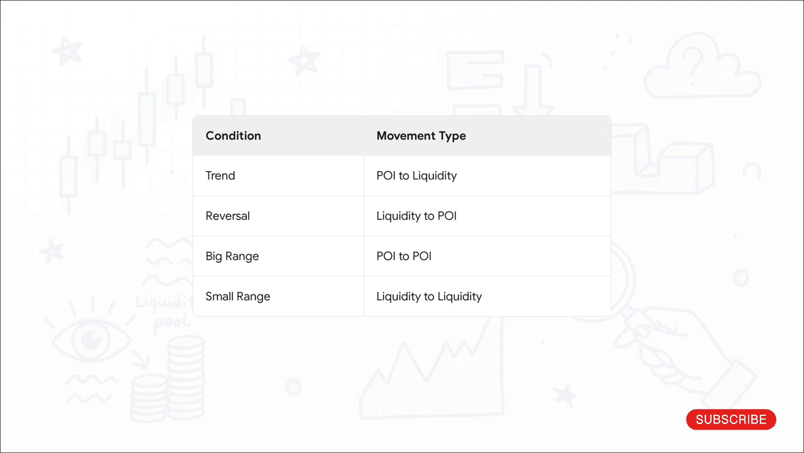And alongside trend and reversal, we have 2 types of consolidations to look out for. Big range consolidation happens when price just bounces from POI to POI within a really wide range. Then you have small range consolidation, which is when price violently hunts back-to-back liquidity on both sides of a tight, choppy range. Honestly, as a trader, you usually want to avoid both of these entirely.